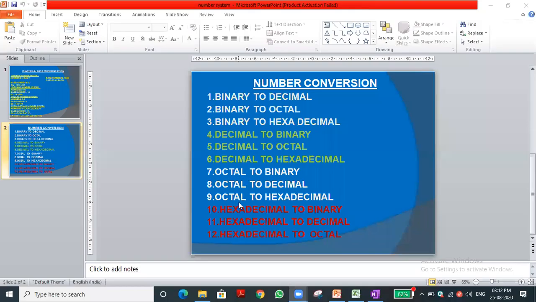So in last class, yesterday's class, we discussed octal conversion: octal to binary, octal to decimal, and octal to hexadecimal. We have completed those, and only one sum is pending in octal to hexadecimal with the fraction number. That alone is pending. Okay.